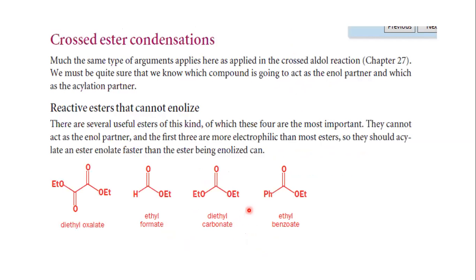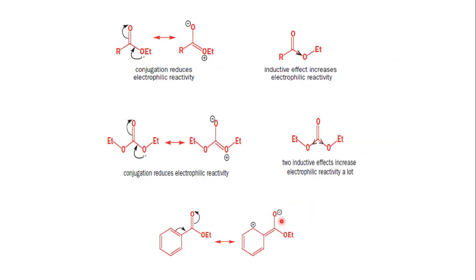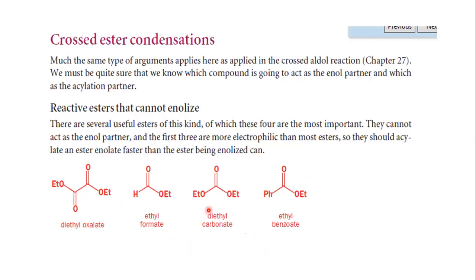Last compound is nothing but ethyl benzoate. Ethyl benzoate is nothing but this structure. Again, it has a conjugation that can happen. The conjugation can lead to absence of positive charge on the carbon, making it less electrophilic. Another reason is that there is a large phenyl group attached. So if this carbon had to be electrophilic, the nucleophile attack will be hindered because of the large size of the phenyl group. That is why among all four, this is the least electrophilic.